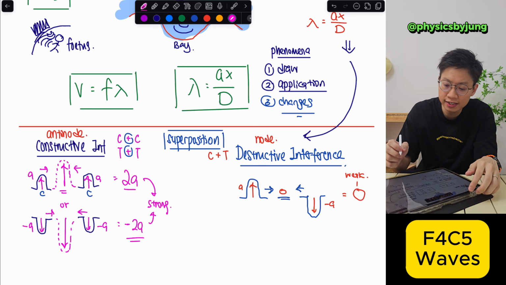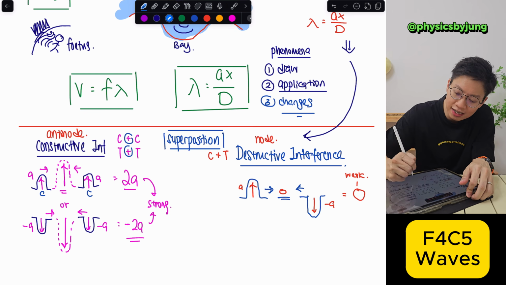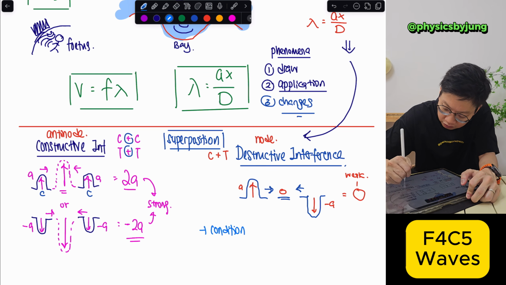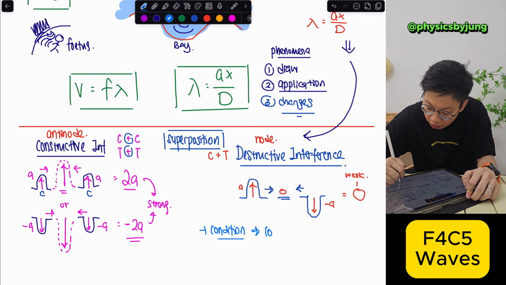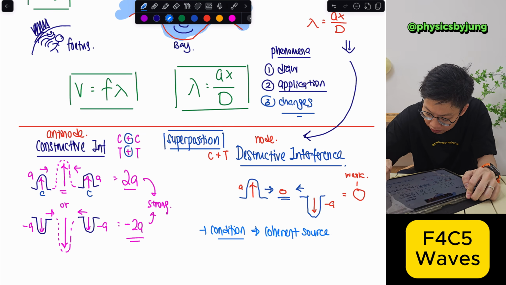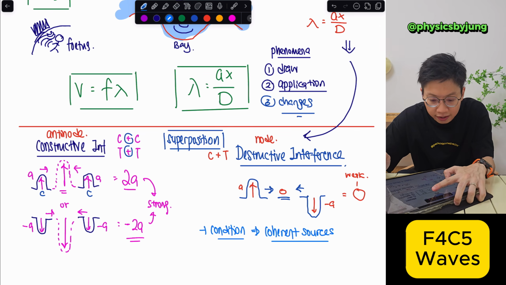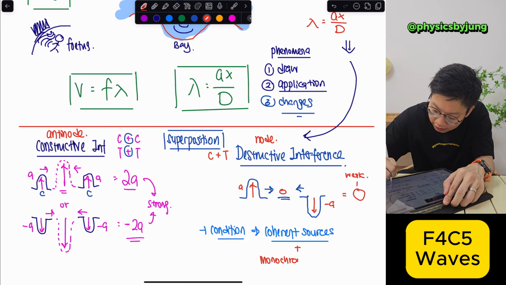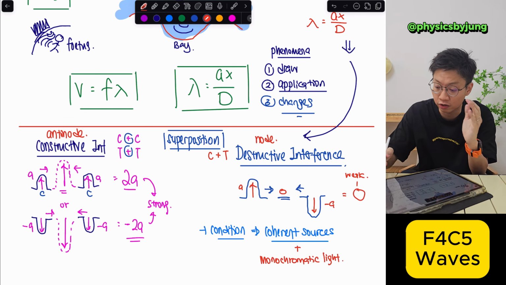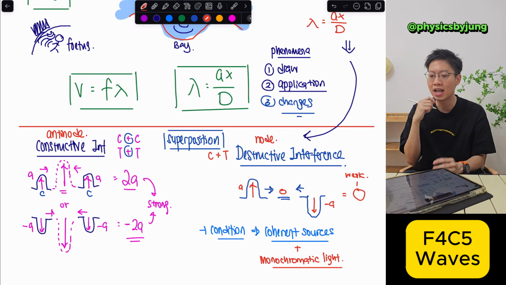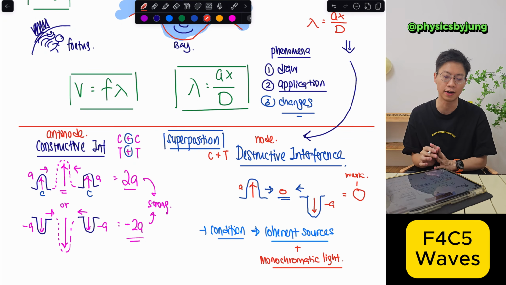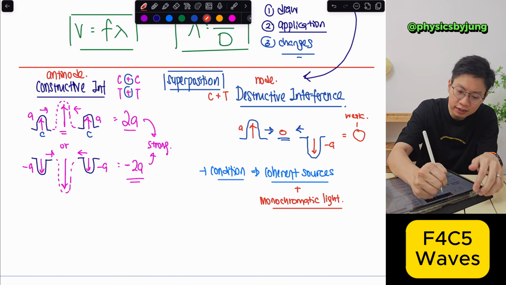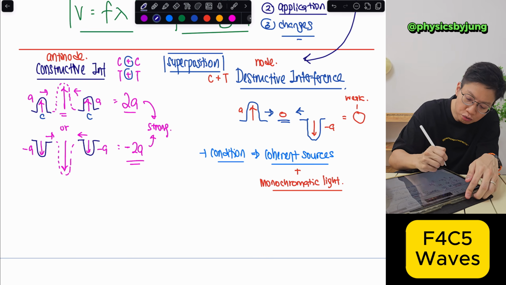So to summarize, what do they ask in interference? They'll ask you, what is the condition for interference to occur? For all waves, you have to make sure that they are coherent sources. And for light only, not only coherent sources, it also has to be monochromatic light. For more info, refer to your textbook on what is monochromatic light and what are coherent sources. Now, elaborate on the superposition of interference, you need to know.